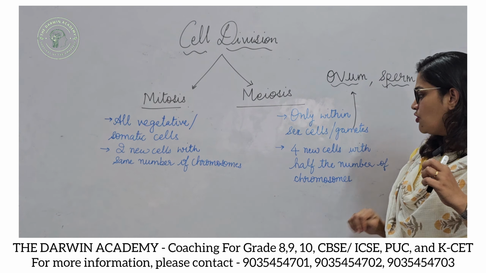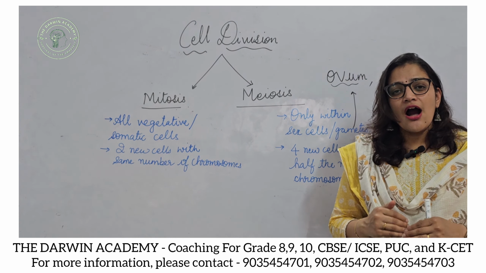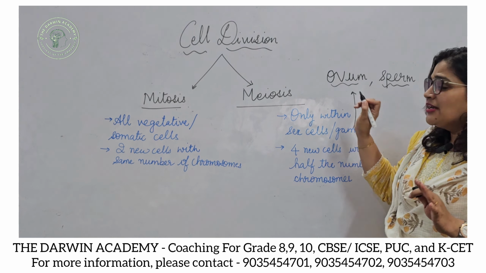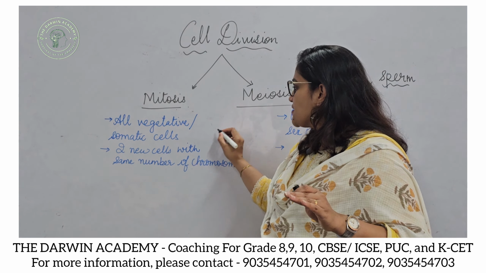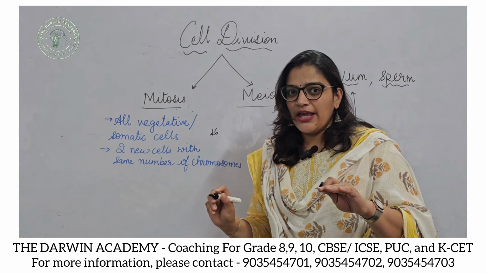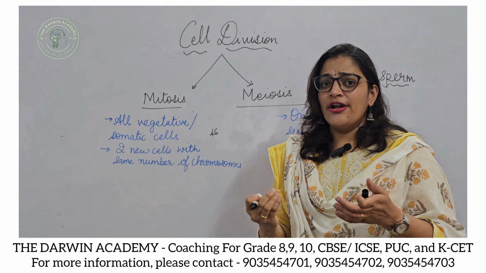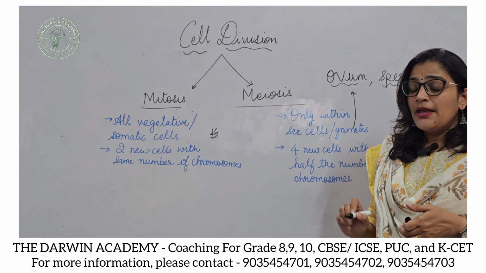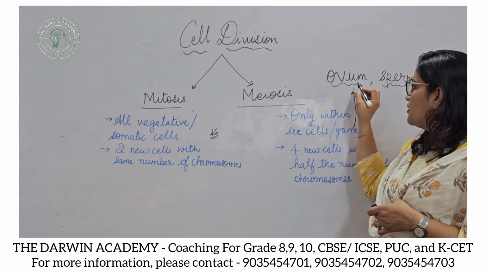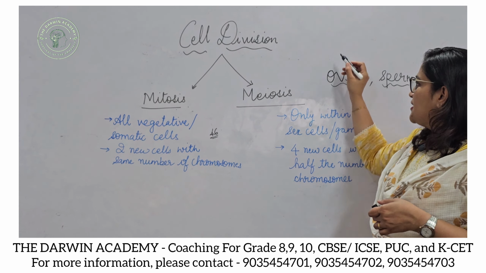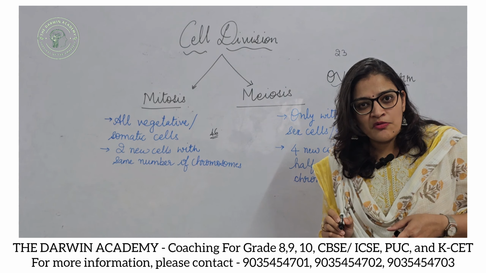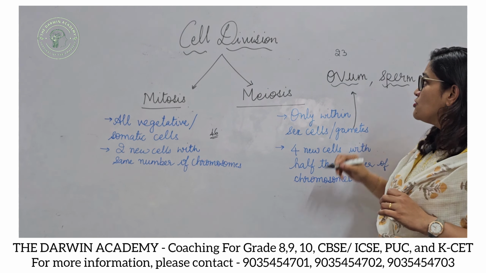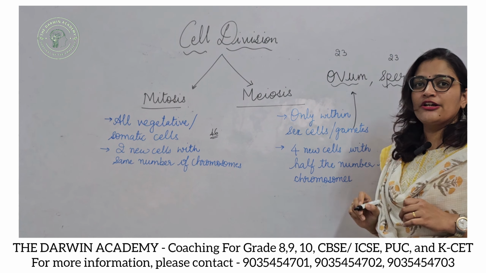And also these daughter cells will have half the number of chromosomes as that of its parents, because generally we have in every vegetative cell 46 chromosomes. If you take any one cell from your body and count the number of chromosomes, there are 46 chromosomes. But when you look at the ovum or the sperm, they will have only 23 chromosomes. Why so? Because an ovum will have 23 chromosomes and a sperm should also have 23 chromosomes.